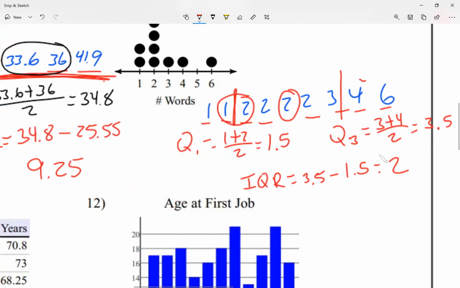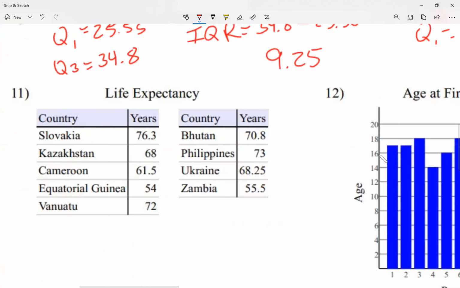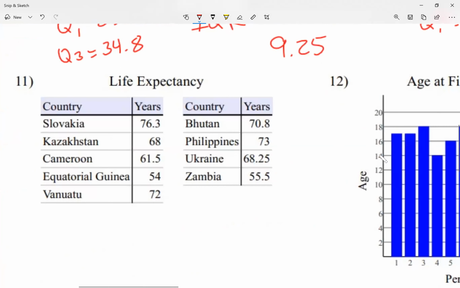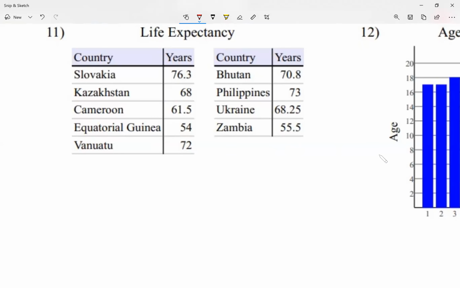Let's take a look at question number 11. Let me list my numbers from small to large. Okay, so the smallest number is in the 50s. So I'm gonna go 54 and 55.5. Let me underline them so I know I already used them. Okay, now in the 60s, right? Let me put them in order.